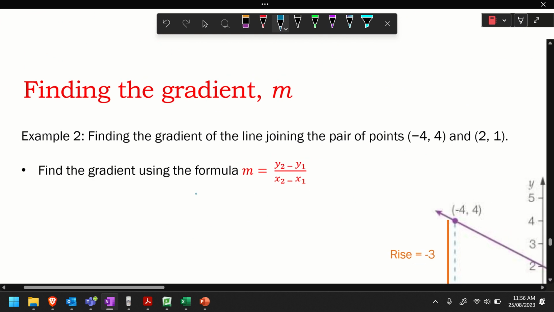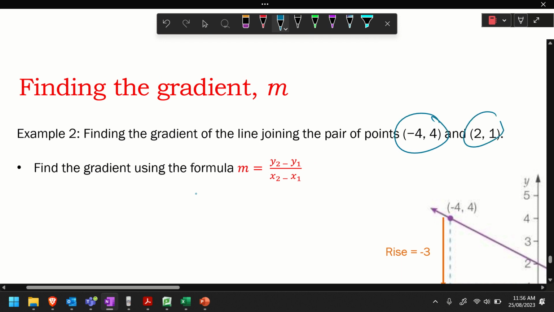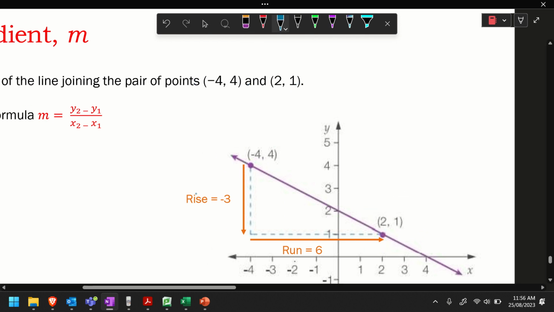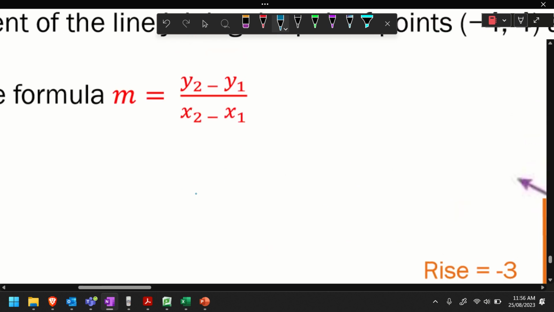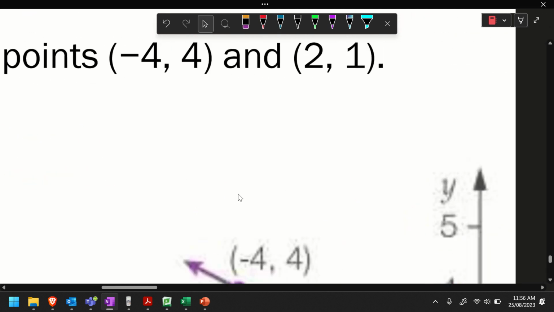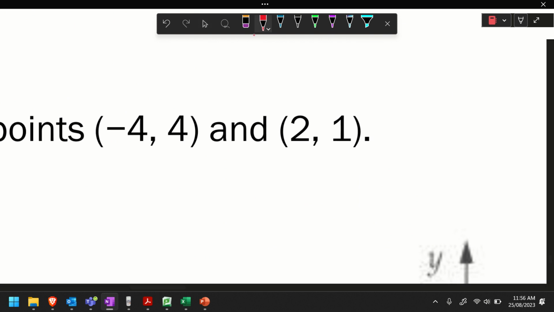All you have to do for this is look for 2 points on the line, any 2 points. So when we say 2 points, I mean 2 coordinates. So in this case, they're using -4, 4, and then 2, 1. Okay, so we're using 2 points. So all you got to do, using that formula, y2 minus y1, x2 minus x1. What I like to do, on your sheet, if you can, label these points x1, y1, and then x2, y2.